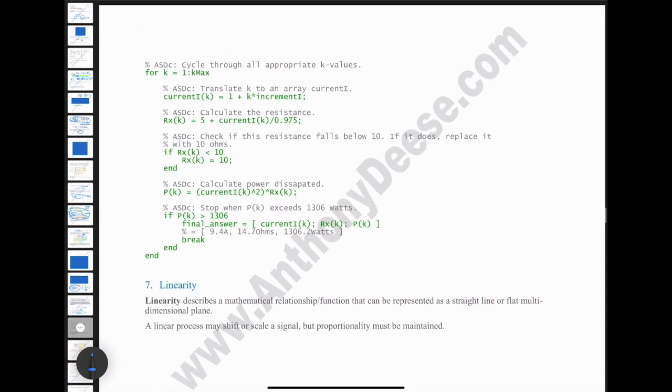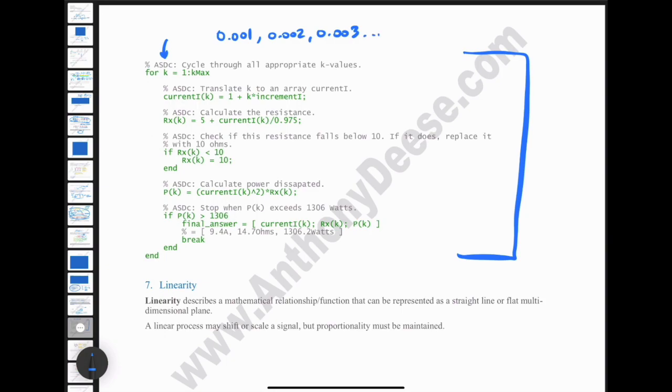Now, what we've done is created a for loop, and we're going to cycle through all the different values, starting at 0.001 amps, then 0.002, 0.003, on and on and on, up till 10 amps. Actually, we started at 1, so it's going to be 1.001, 1.002, 1.003.